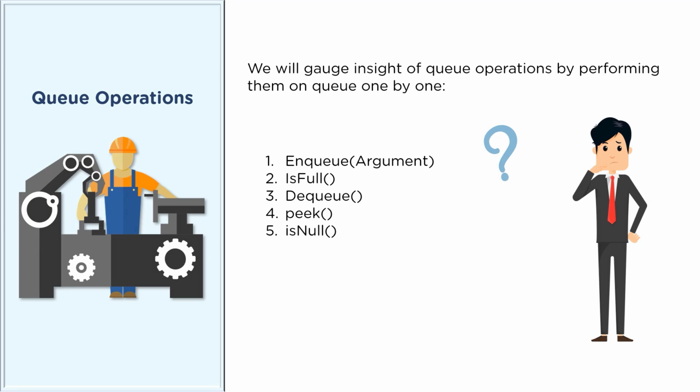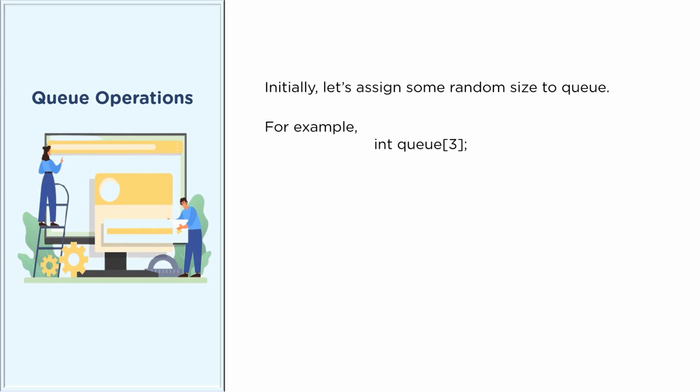Here we will look at enqueue(5), enqueue(1), enqueue(-2), then isFull, then dequeue, peek, and isNull. But before explaining these operations, it's essential that we initialize the queue data structure by assigning some random size to it. For example, int queue[3]. By this declaration, we are assigning only 3 spaces for insertion in the queue.